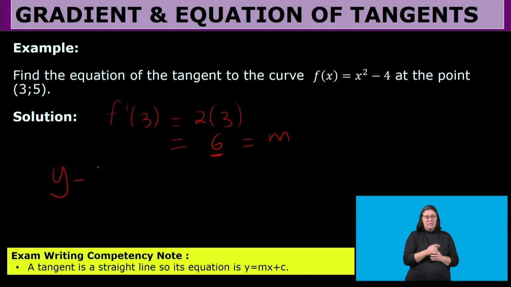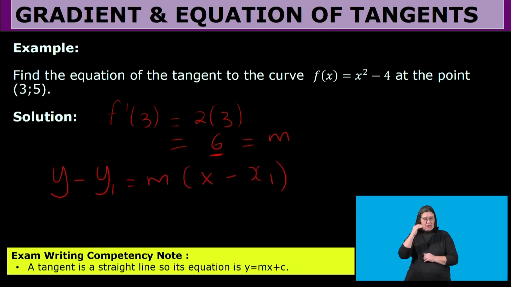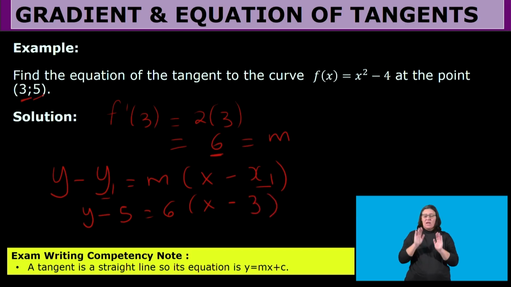I use this formula here, y minus y1 is equal to m times x minus x1, where x1 and y1 are your coordinates. This formula is given to you on your formula sheet. It sits in the analytical geometry section, but remember it comes up all over the place as you can see here. So y1 is our y value, the coordinate, so it's y minus 5, which is equal to the gradient, which is 6, times x minus x1, which is the x value of your coordinate, so it's going to be 3. And you cannot leave it at this point, okay?